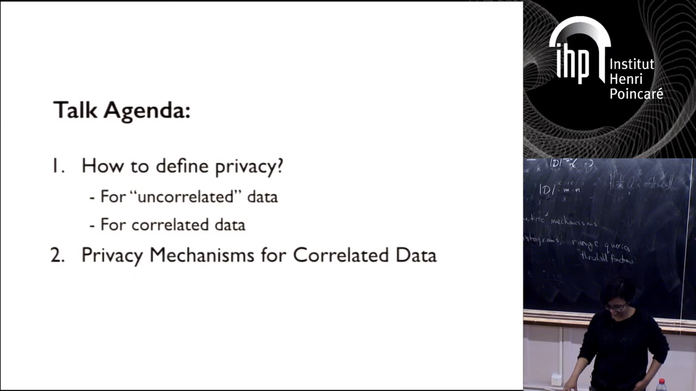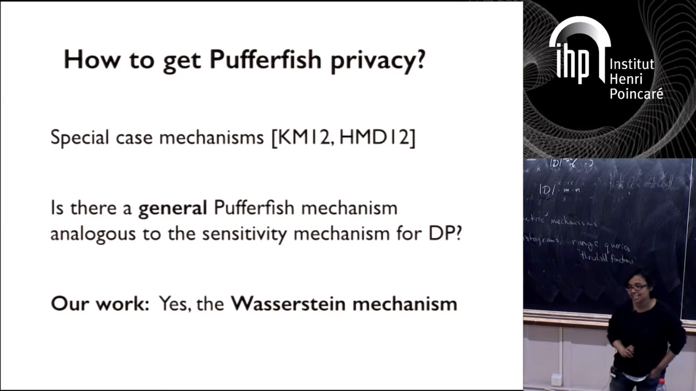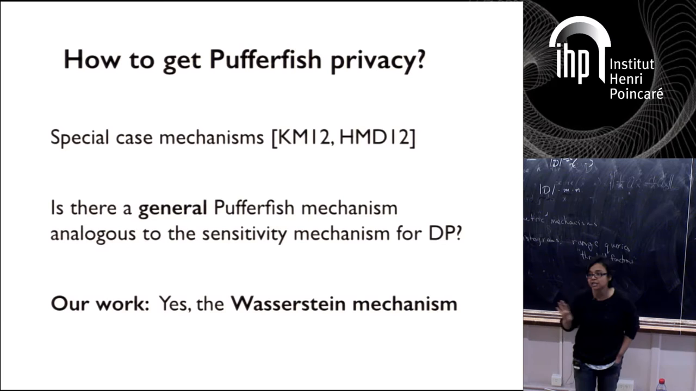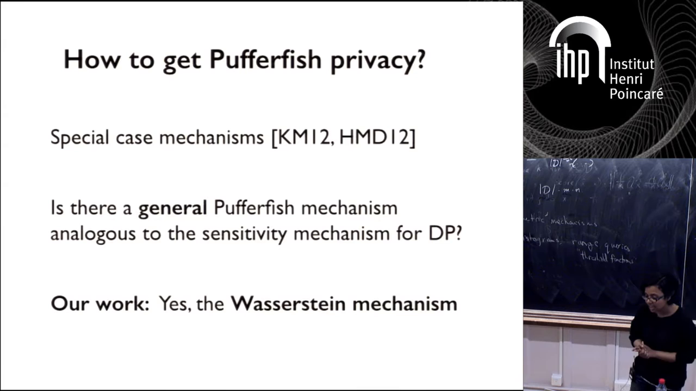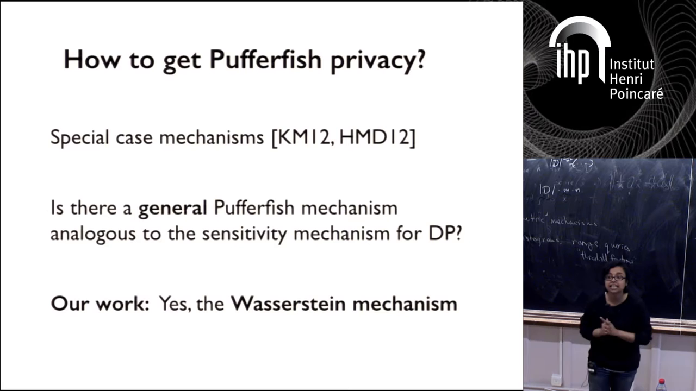Yeah, so it has to be the model class. Okay, so how do we get Pufferfish privacy? Previously people came up with this definition, and it turns out that there are a bunch of special case mechanisms. People have looked at specific cases and designed mechanisms for them. Prior to our work, there was no completely general Pufferfish mechanism, nothing which would say, give me a Pufferfish framework and I will give you a mechanism that gives you privacy in this framework. And that is one of the things that we do.